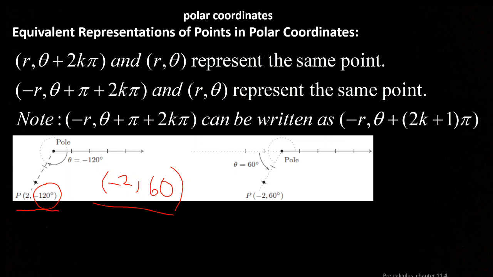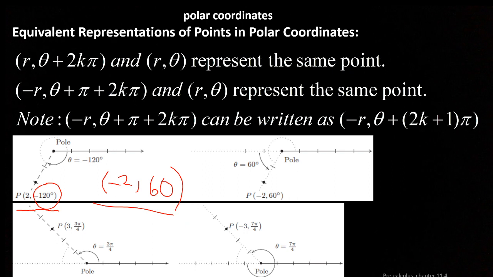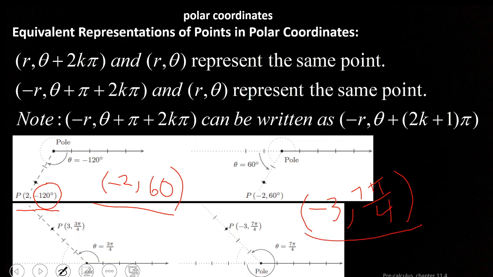Okay, now here's another one, 3 pi over 4. So if I want to write it as negative 3, all I have to do is add pi to 3 pi over 4. And pi is 4 pi over 4, plus 3 pi over 4, that's 7 pi over 4, right? So this point and this point are exactly the same. They represent the same point.